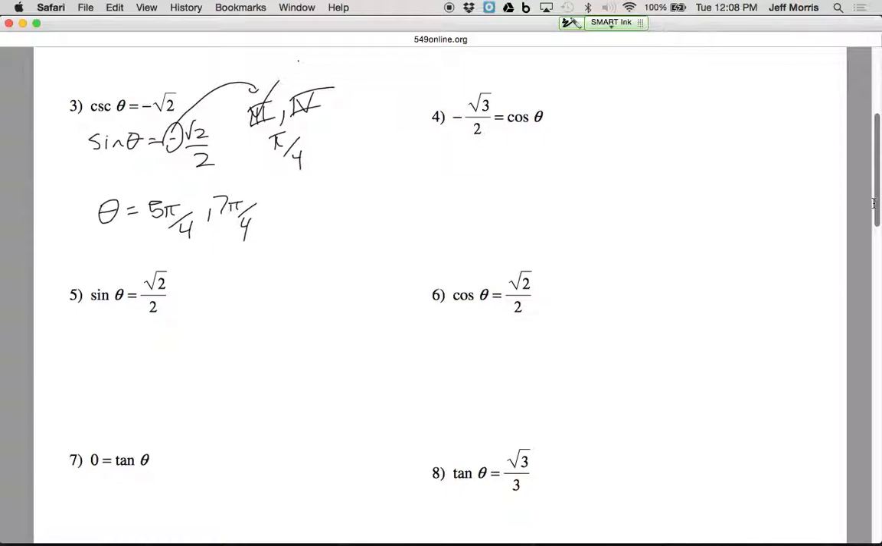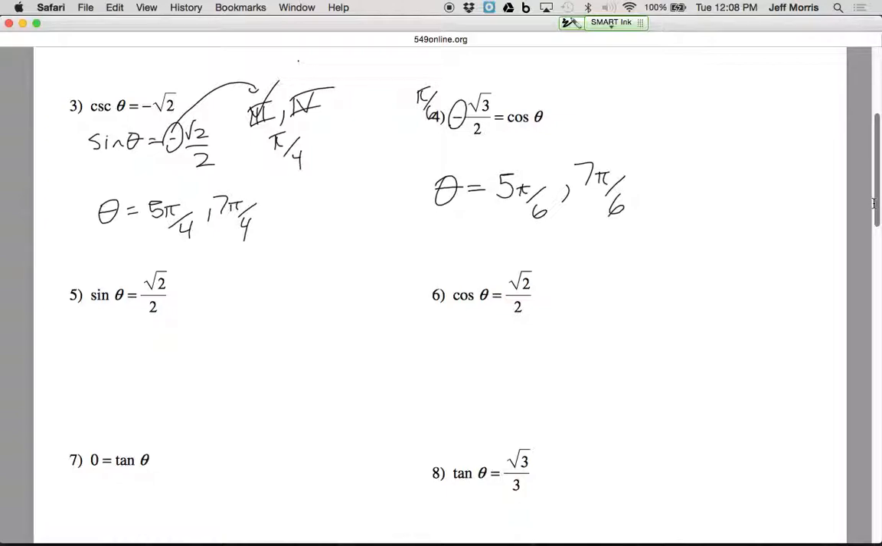All right, cosine equals a negative. What quadrants? 2 and 3. What's root 3 over 2? What kind of reference angle? Pi over 6. All right, quadrant 2, what is that going to be then? 5 pi over 6. What about quadrant 3? 7 pi over 6. Done. That's all you got to show. You don't have to do anything else.